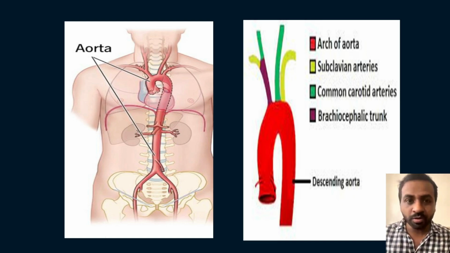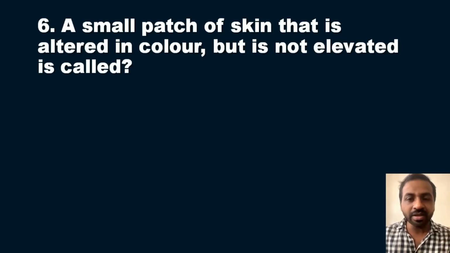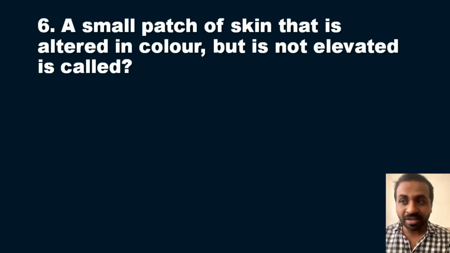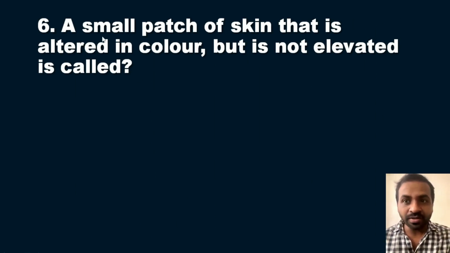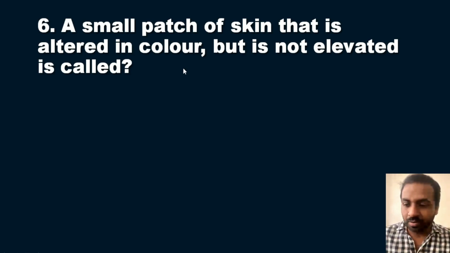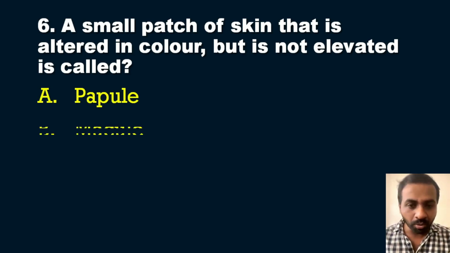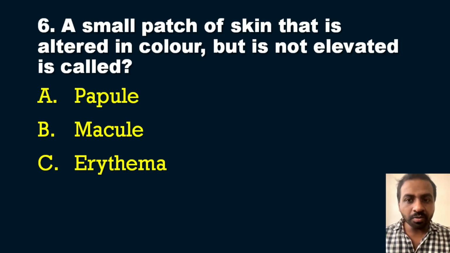Now we will move on to the sixth question in our series, and this is from dermatology, and it is a very important question, and it has been asked several times in our examinations. The question is, a small patch of skin that is altered in color but is not elevated is called. You should be very careful. Then it is called dash, and the options for you are: option A, papule, option B, macule, option C, erythema, and option D, blister.